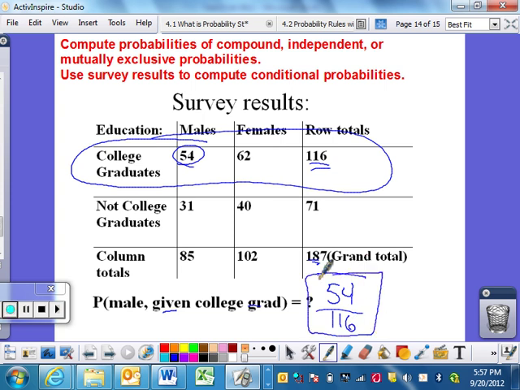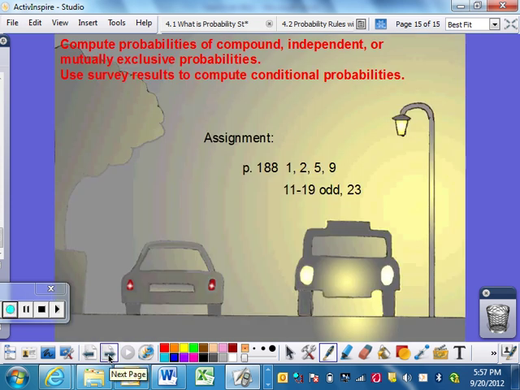So that's the difference with the given. You just zero in, or you basically get rid of some of your information. You're zeroing in on being a college graduate, and then you're focusing on, okay, I want to figure out how many males there are. And that's the idea of using contingency tables, and you're going to see that in your homework. You'll also be tested on it.